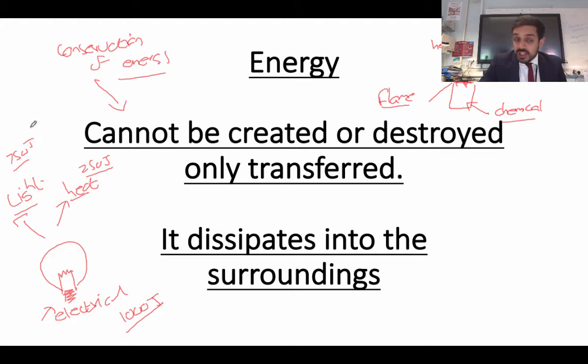And you can actually work this out, which we'll have a go at doing later, but this one you can kind of do in your head. This light bulb is 75% efficient. So that means that out of the energy that goes in, 75% is useful.